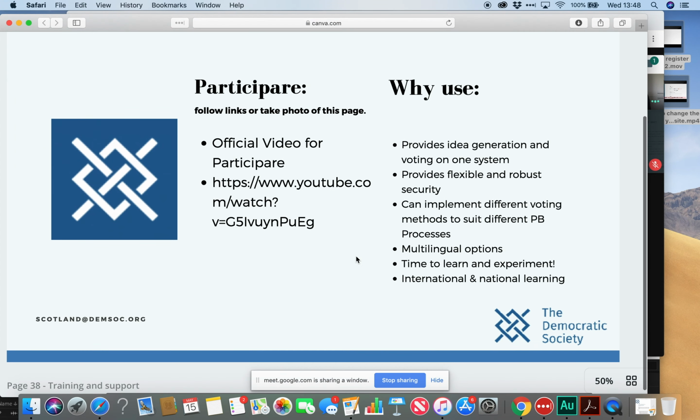Okay, so Participatory. Participatory provides idea generation and voting on the one system. It provides flexible and robust security. It can implement different voting methods to suit different PB processes. There are also multilingual options. You can set the timing so that you've got enough time to learn and experiment with the tool before you go live to an official vote or an active idea generation phase.